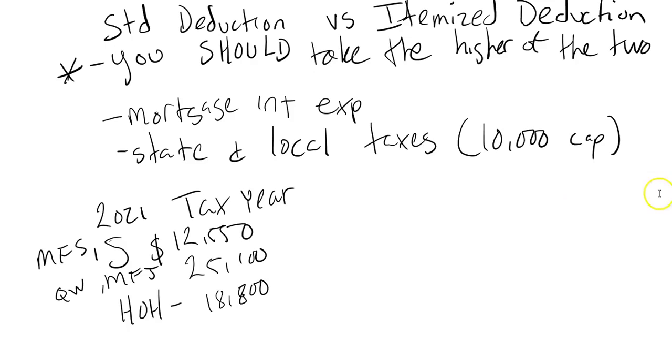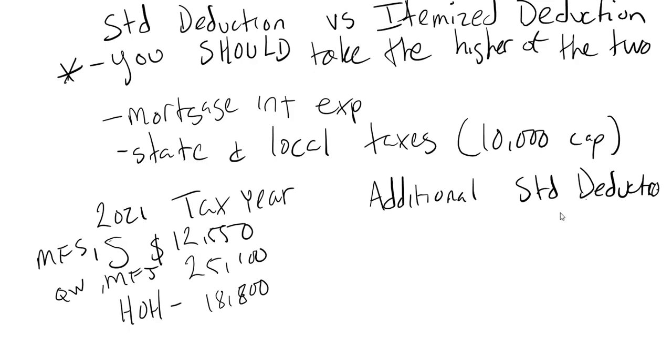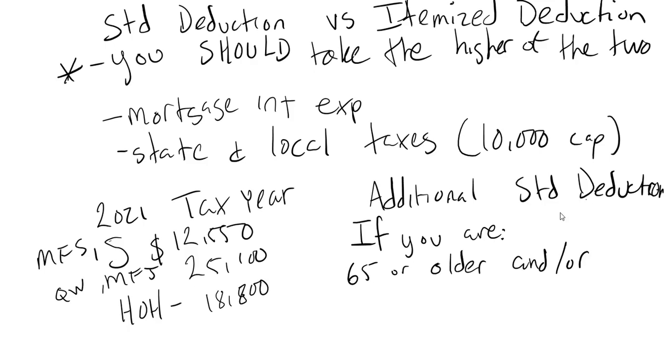Now there are situations where you get an additional standard deduction. That is going to be if you are 65 or older and/or blind. You can get both. So if you are 65 and blind, you will get both. You will get an additional standard deduction for both.